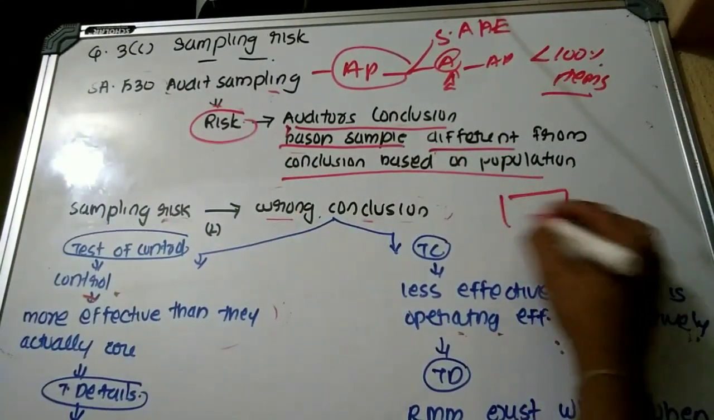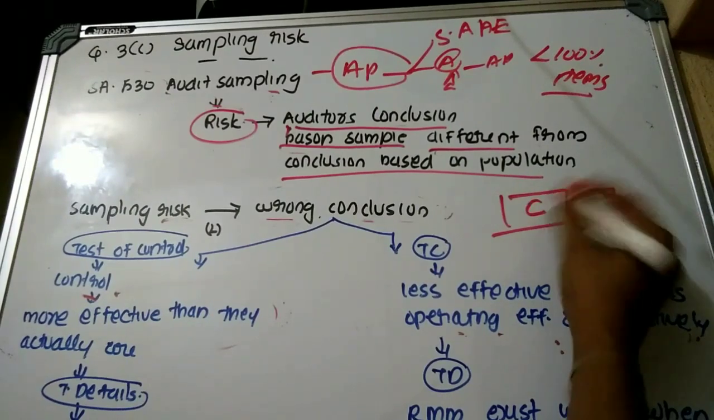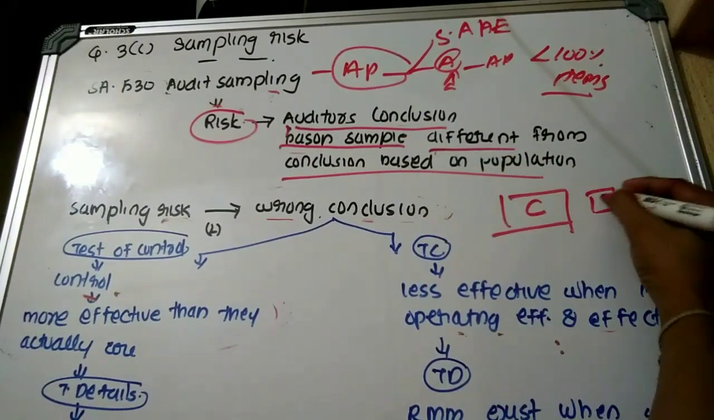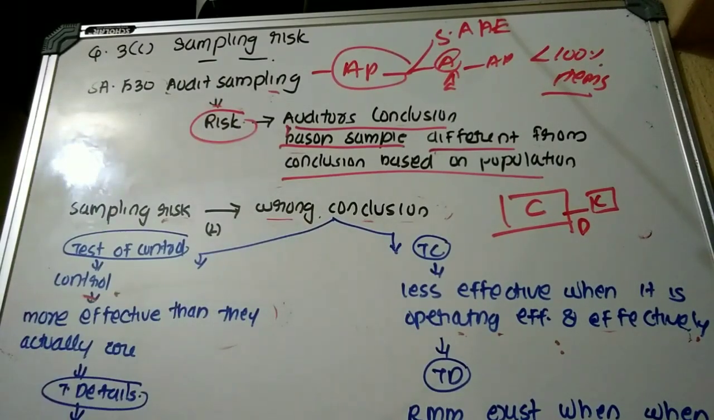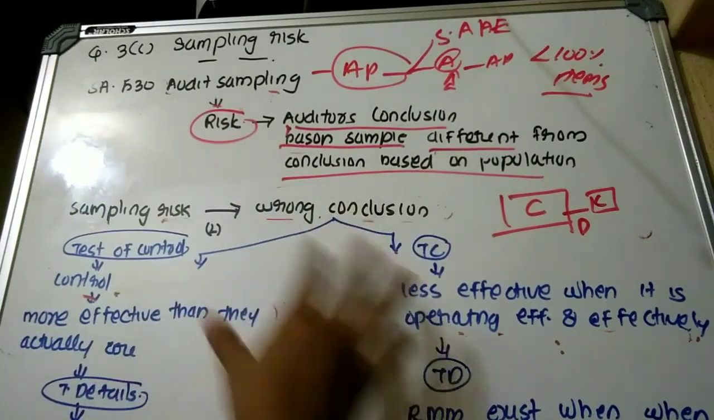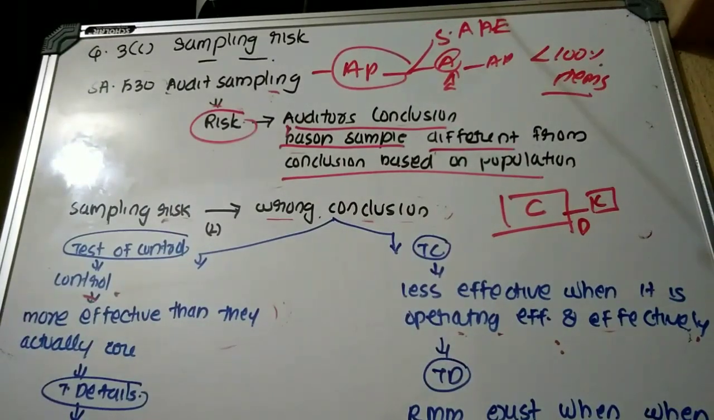Suppose this is the population and this is the sample. The conclusion from the population is different from the conclusion from the sample. This is what? Sampling risk. So the sampling risk may lead to wrong conclusion. Two types of wrong conclusion.